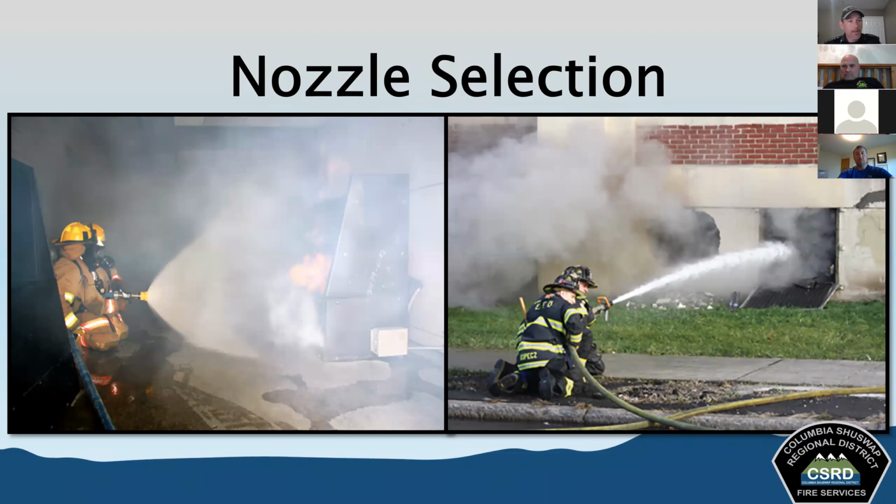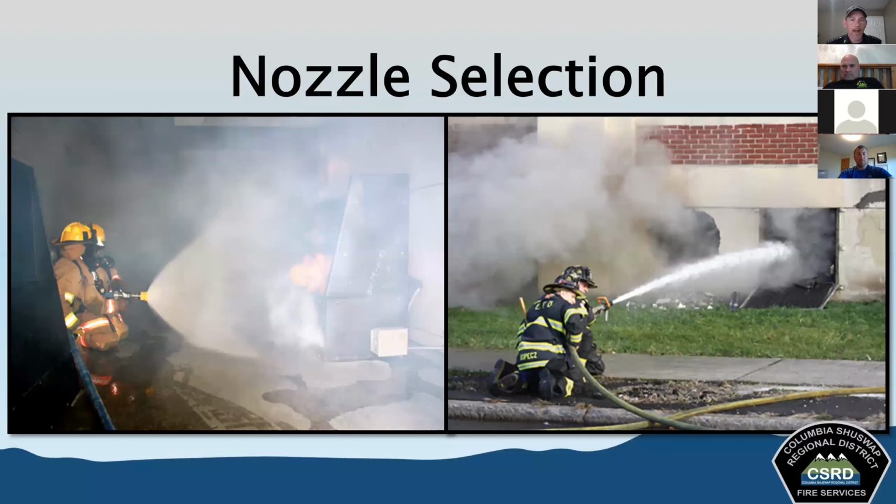So nozzle selection. I basically already mentioned the fog nozzle interior, but what we're going to base our nozzle selection on are things like fire conditions. What are we dealing with? What is our available water supply? The number of firefighters available to help operate that hose line, and what are the capabilities of the nozzle that's actually being used?